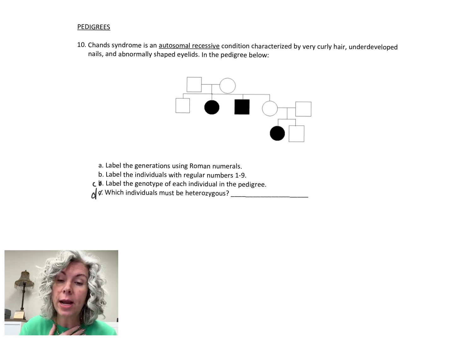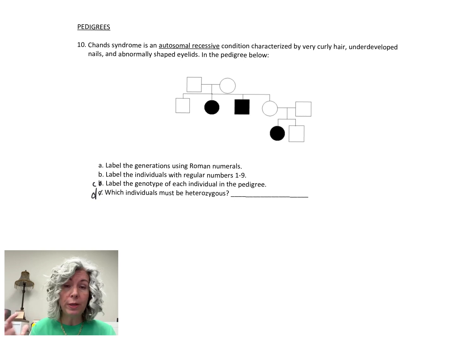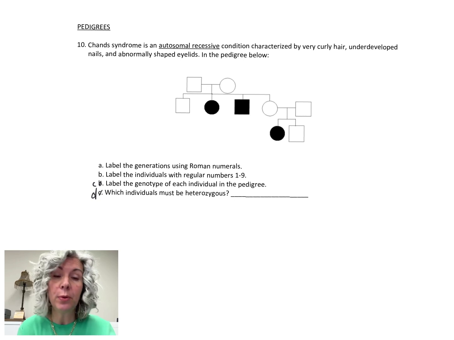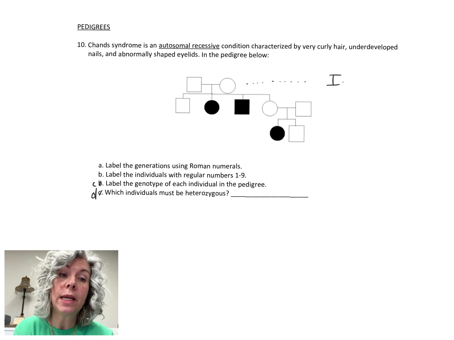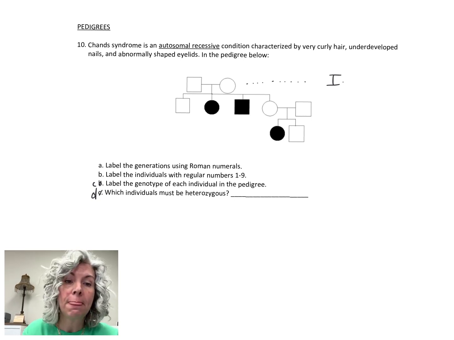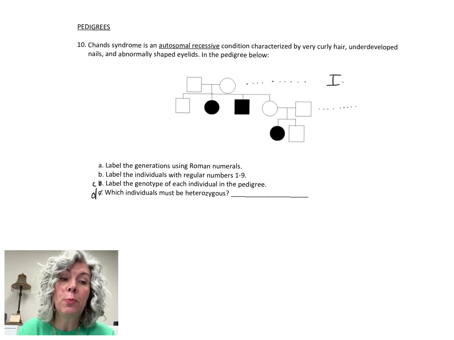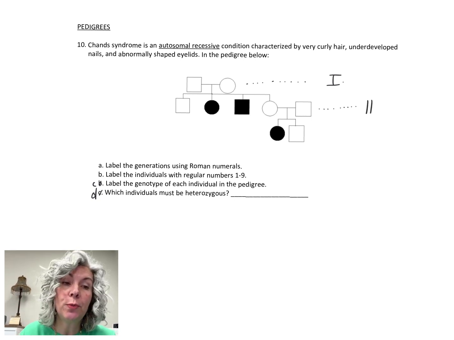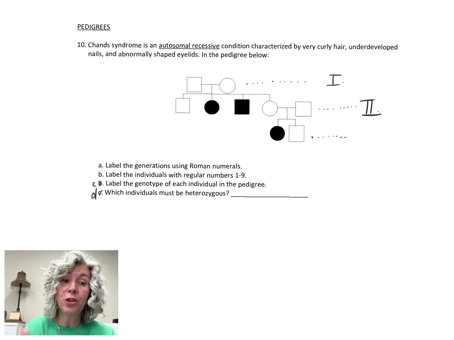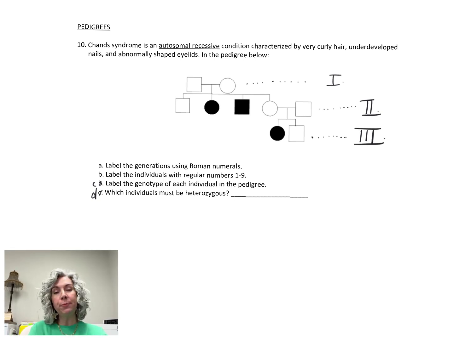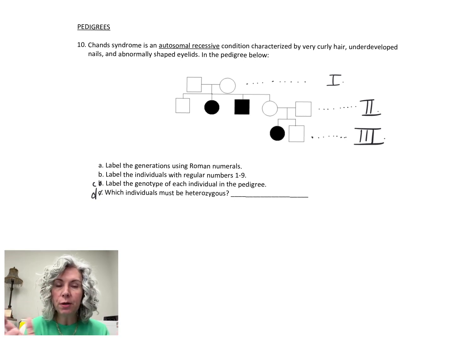First off, letter A says, label the generations using Roman numerals. This is how you signify generations in a pedigree. This is very simple. There's 1 generation on this first set, so Roman numeral 1. This would be our parents. The next line represents the 2nd generation, Roman numeral 2. And then these would be the grandkids, the 3rd generation, Roman numeral 3. If it was a more complex pedigree, we would have generations 4, 5, 6, 7, 8, 9, 10, however far you want to go. Pretty simple here for this class.